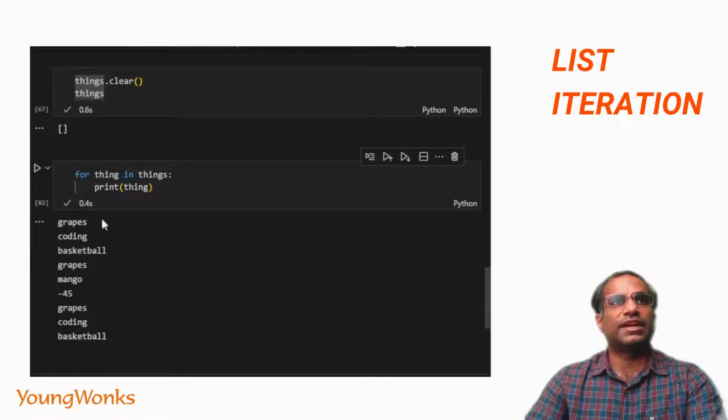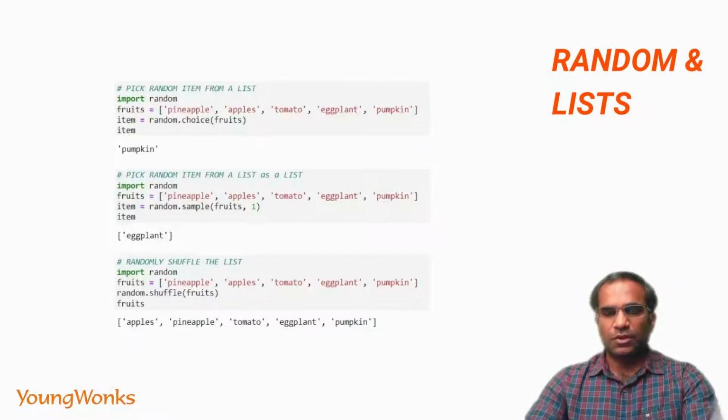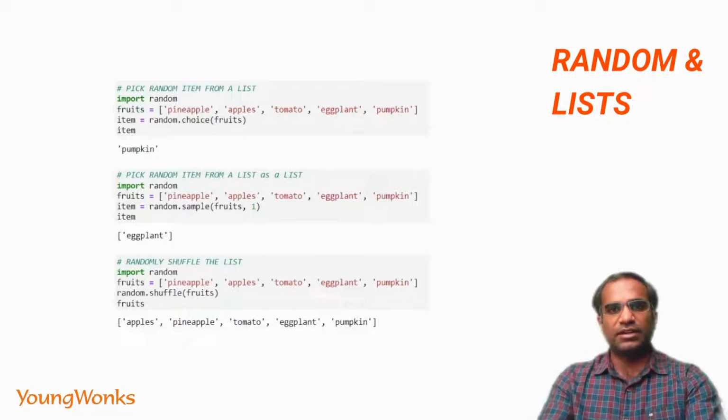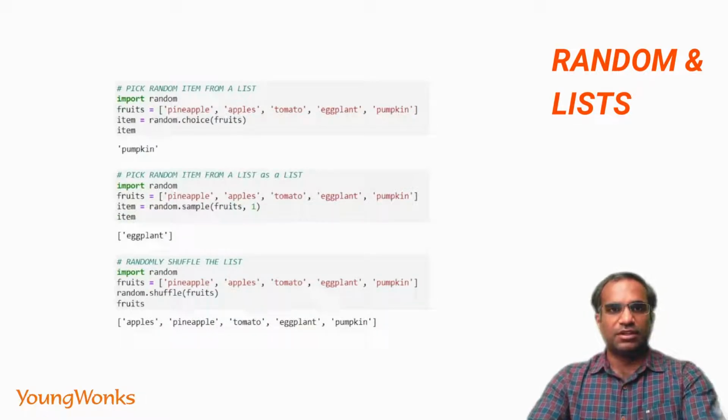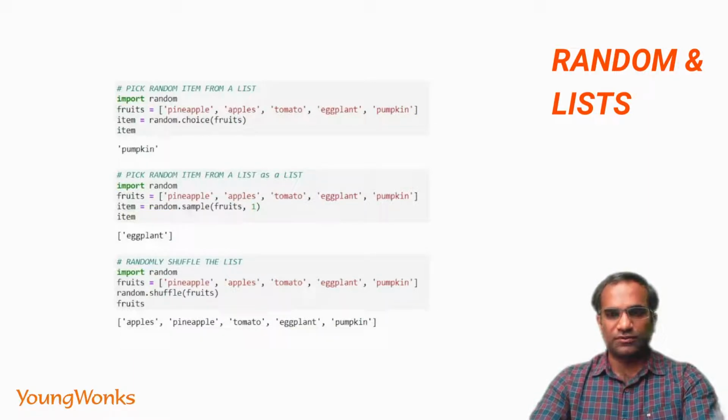You can see how each item is printed one by one in a different line. The random module also provides some cool methods that we can apply on lists, and these come in handy when we are building game logic. It's the random.choice, the random.sample, and the random.shuffle methods. Let's take a look.